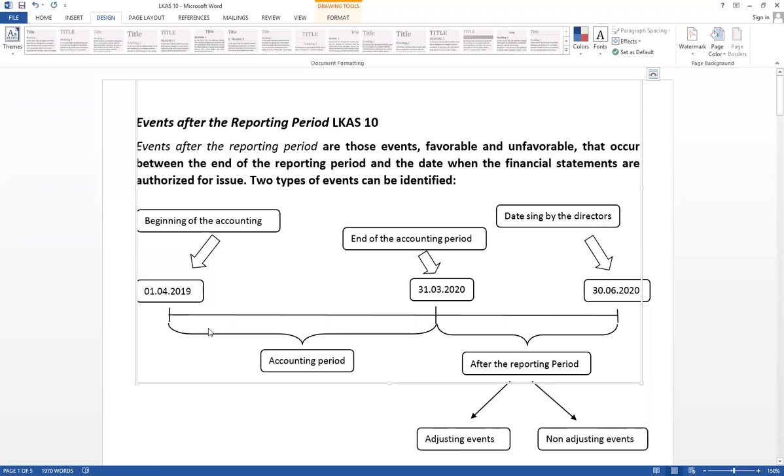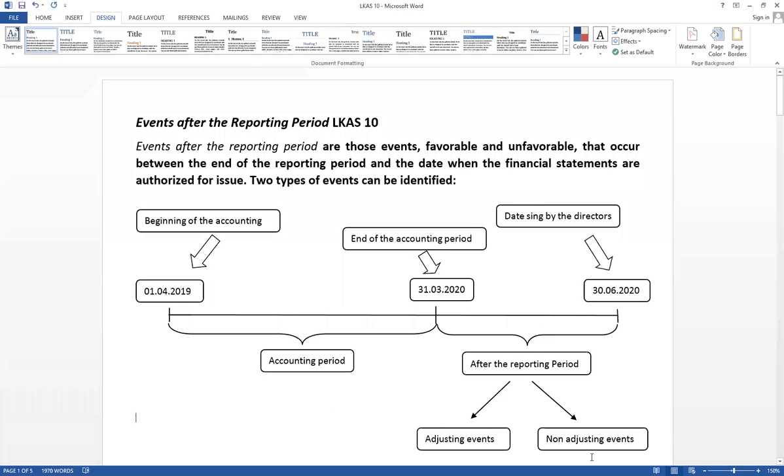We are going to prepare financial statements for the year ended 31st March 20. But some events occur after the reporting period. After 31st March 20, we have to adjust this financial year. That means although they happen after this, some things we have to adjust when preparing this year's accounts. Therefore, you have to know what are the adjusting and what are the non-adjusting.